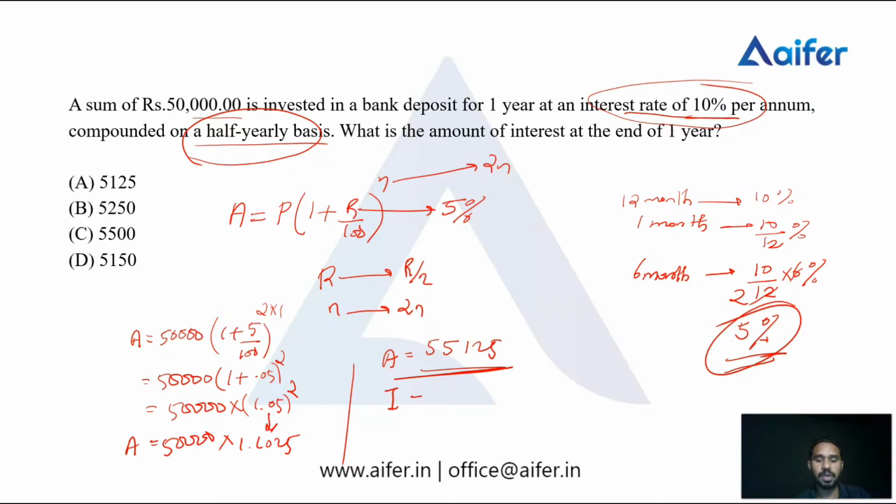Then we need to find the amount of interest at the end of 1 year. So interest is equal to A minus P, the amount minus the principal amount. That is 55,125 minus 50,000, which is equal to 5,125. So our option is option A.